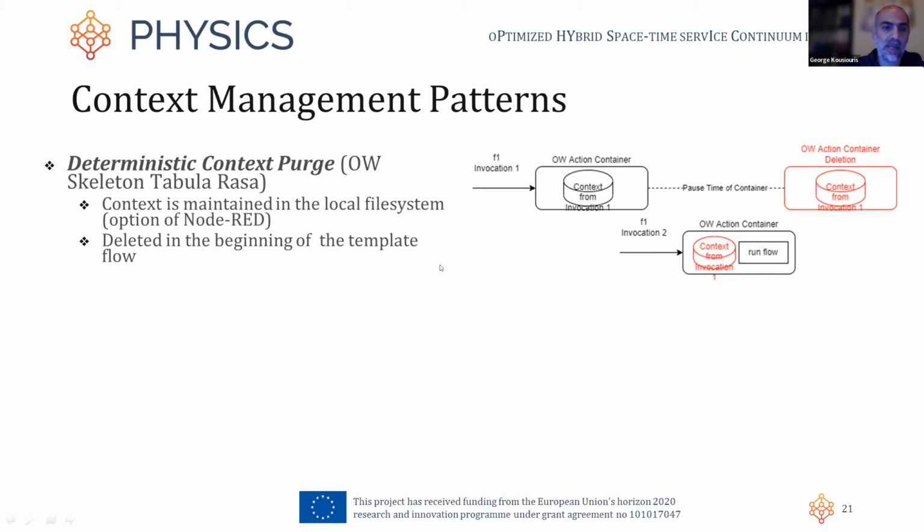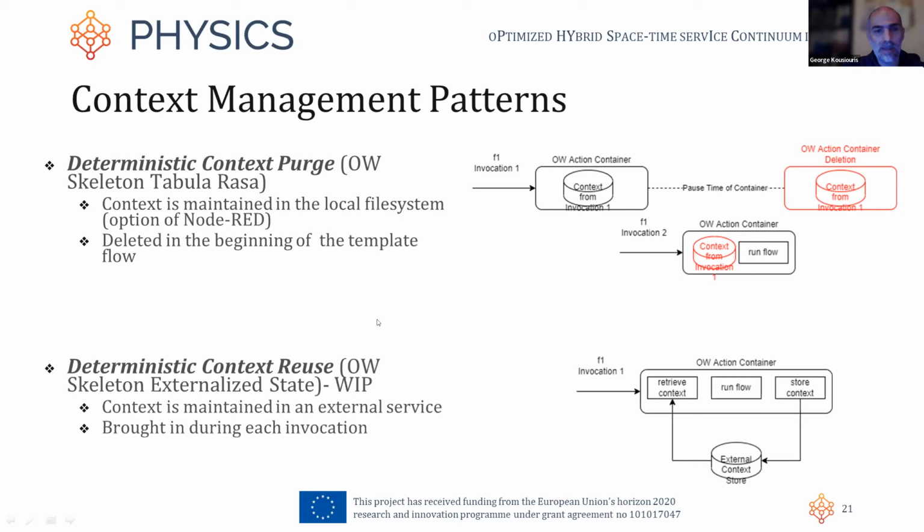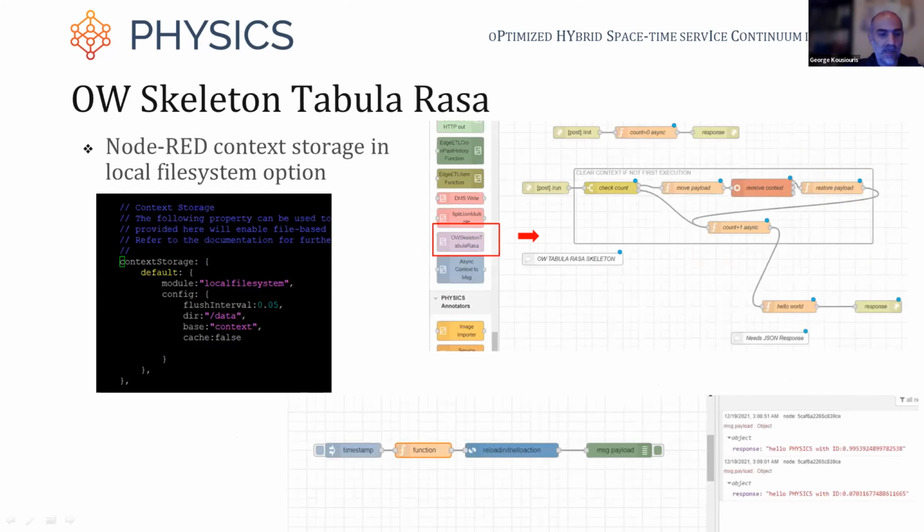And the third option, which is currently work in progress, is a pattern that will be able to maintain the context in an external service. So whenever the function is executed, the first step is to retrieve any context from an external store, run the flow as usual, and then any newly created context is stored in the external store as well. So it's all based on the developer options.